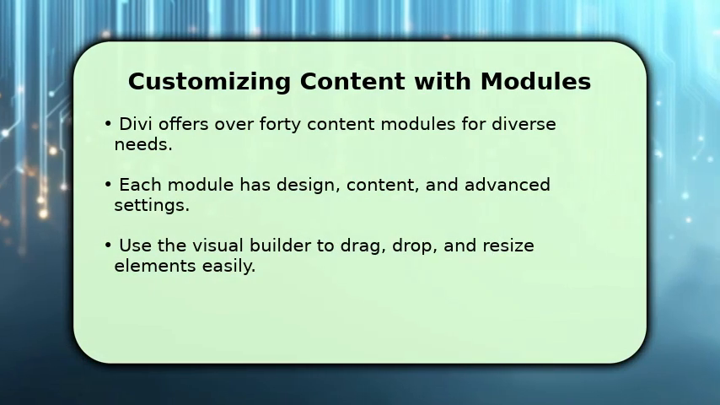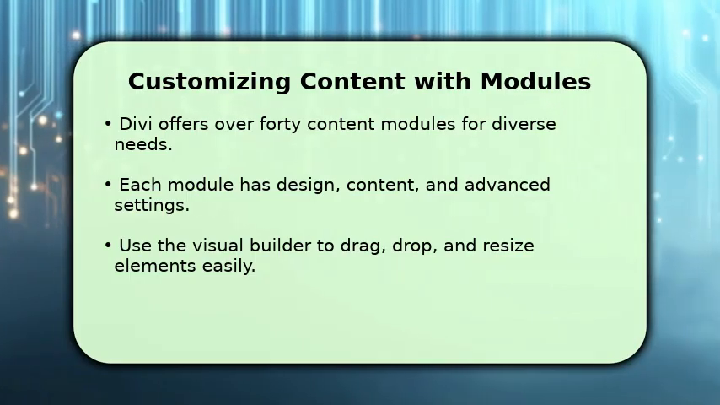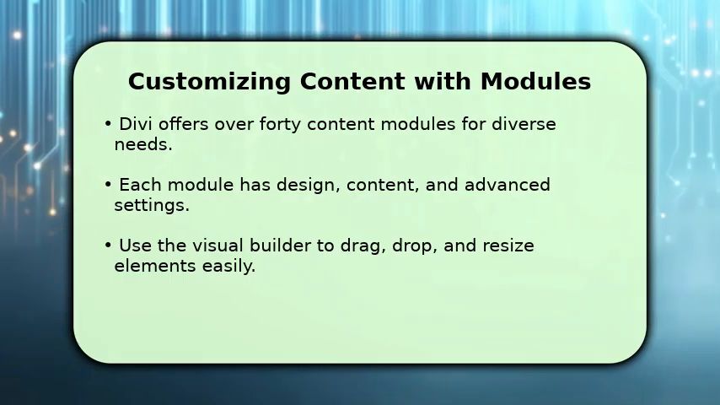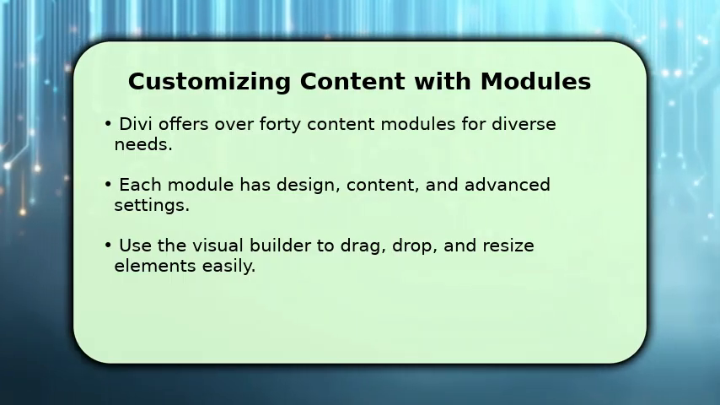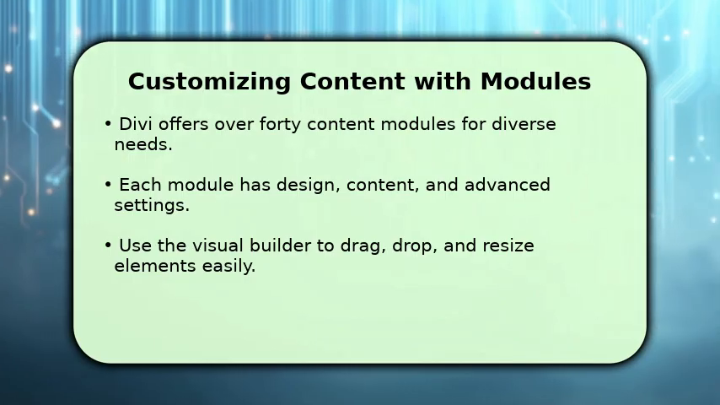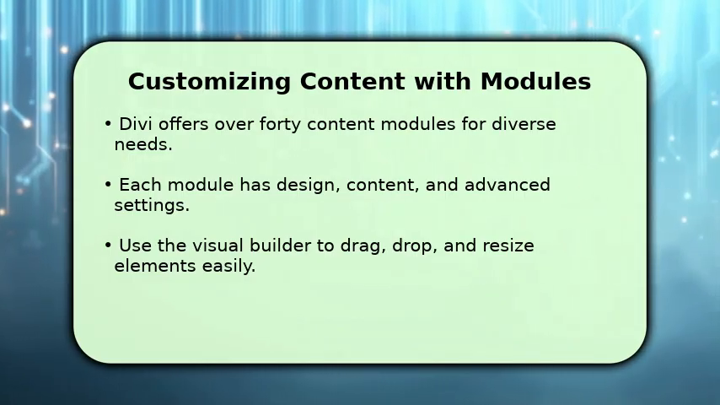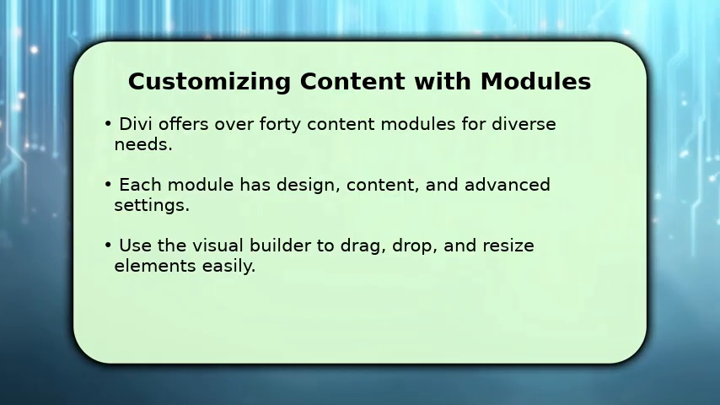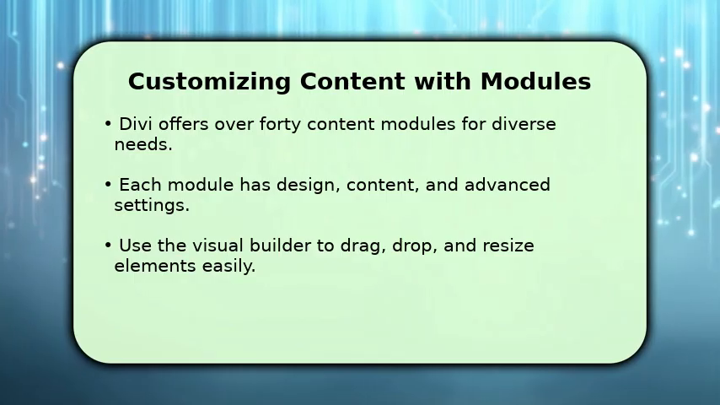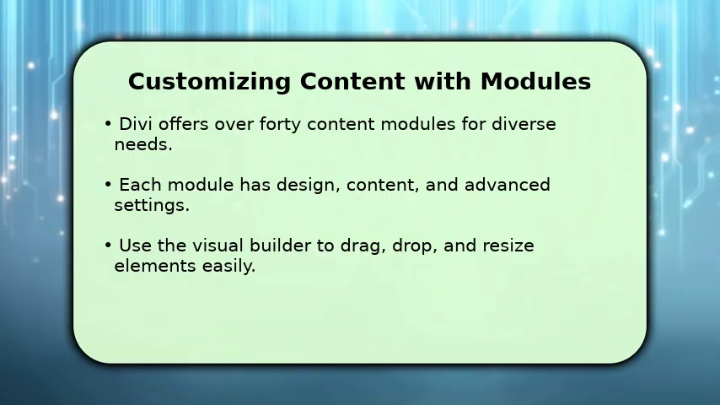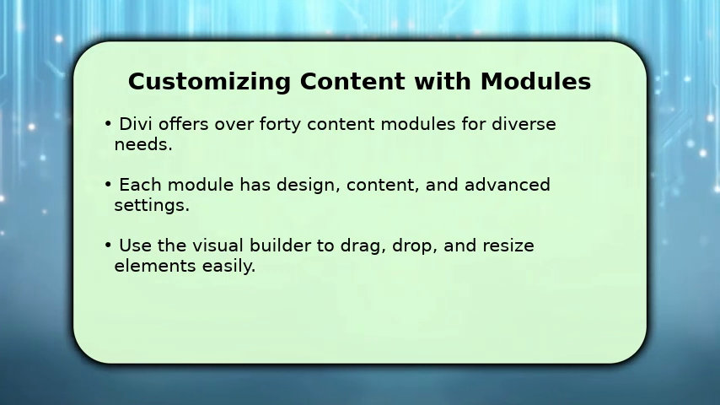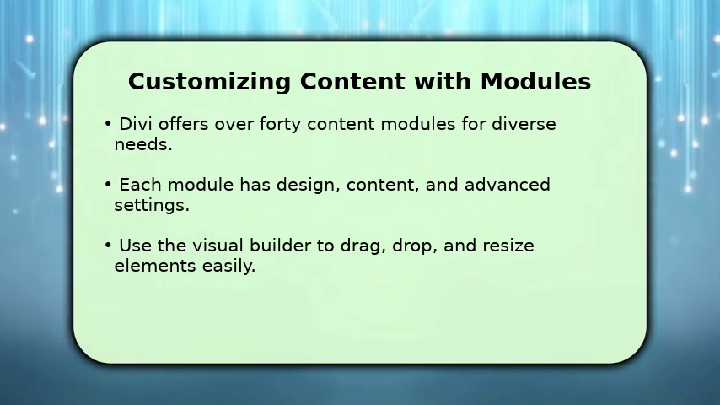Divi provides over 40 distinct content modules, each designed for specific purposes, from simple text blocks to complex galleries. When you add a module, you gain access to three main settings tabs: Content, Design, and Advanced. The Content tab manages the actual information, while the Design tab allows extensive customization of colors, fonts, and spacing. The Advanced tab offers more technical controls. This flexibility empowers you to tailor every element precisely to your vision.